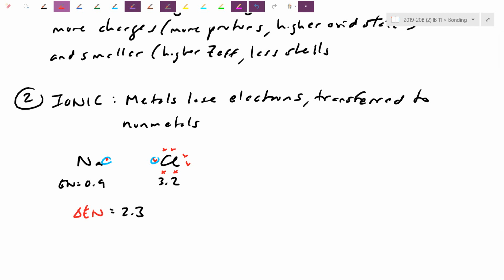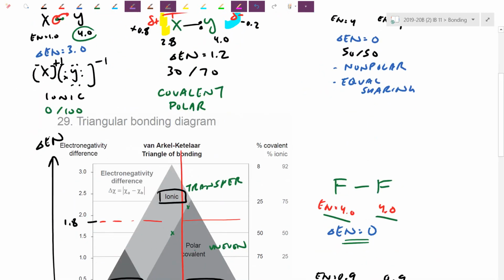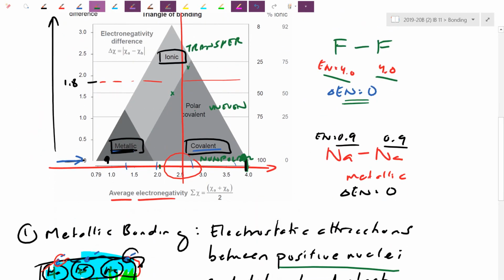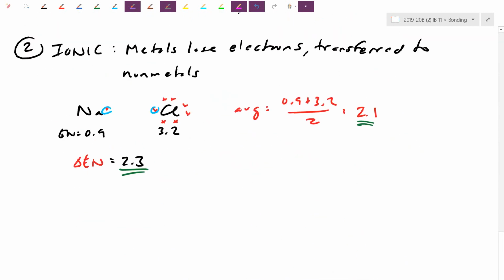Seeing as I had it up above, I can even calculate the average. The average would have been 0.9 plus 3.2 divided by 2, which puts me on an average of 2.1. So if I have an average of 2.1 and my difference is 2.3, I can look on my triangular bonding diagram. My average was 2.1 and my difference is 2.3. That puts us very nicely in the ionic case. Again, if it's anything bigger than 1.8, pretty much it's going to be ionic.